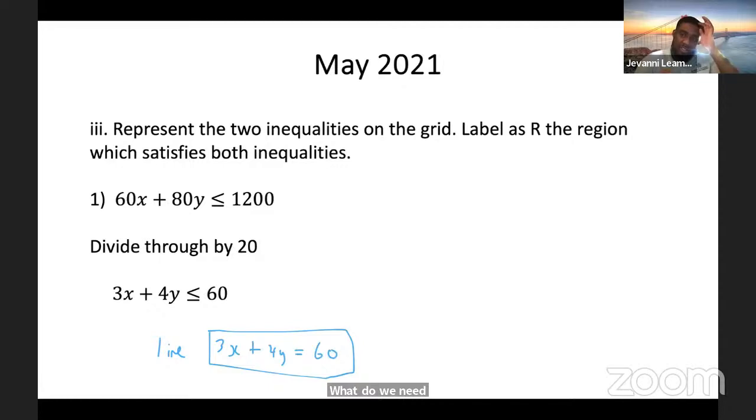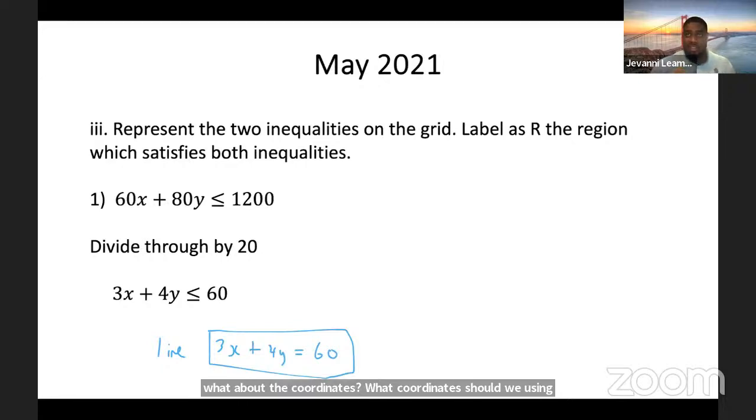Sir, the coordinates. All right, what are the coordinates? What coordinates should we be using? 0, 15, and 20, 0. All right, why did you use those? Why are those so popular to use?